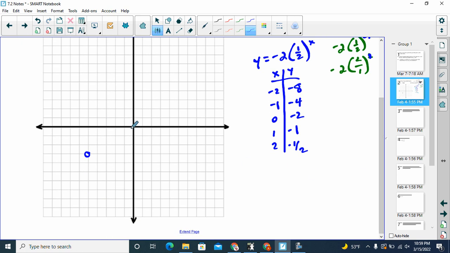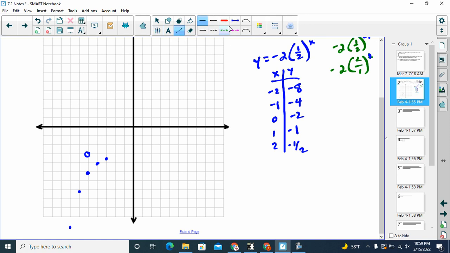And then from our translated point, we went left 5 down 3. From here, we plot the points on our parent function. So we plot -2, -8, -1, -4, 0, -2, 1, -1, 2, -1/2. Remember this point right here, our translated origin. It's not necessarily a point on the graph, and in this case it is not.